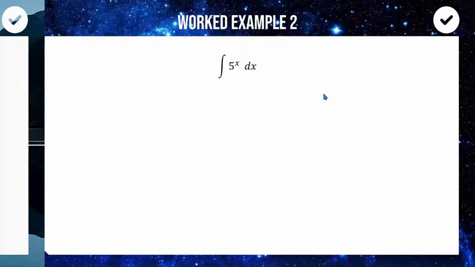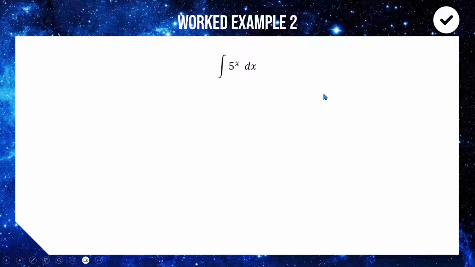On to the next one. We have the integral of 5 to the power of x. So using the result from before, the 5 to the x is going to remain unchanged. But this time we need to divide by ln of the base. So divide by ln 5, which looks like this. And of course, plus c.